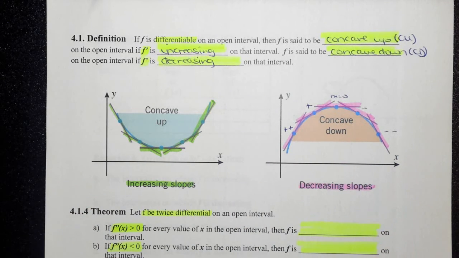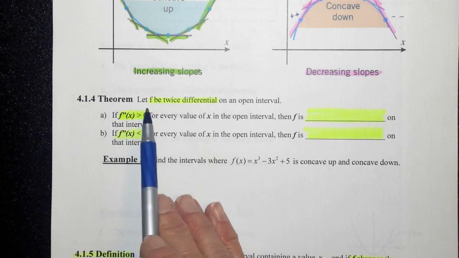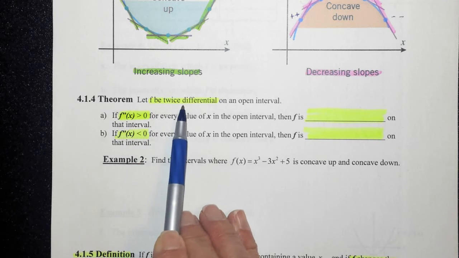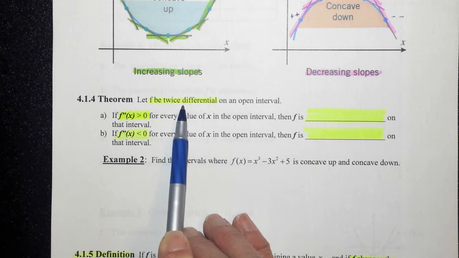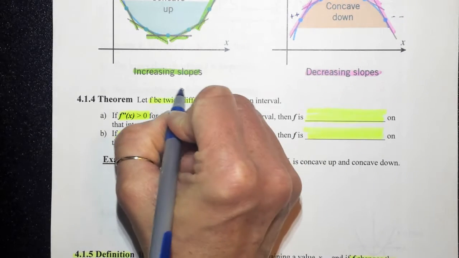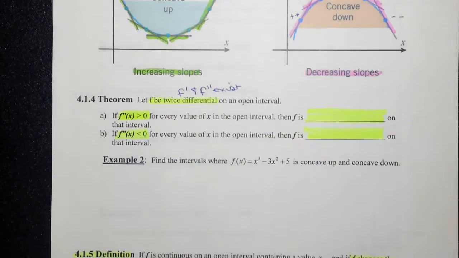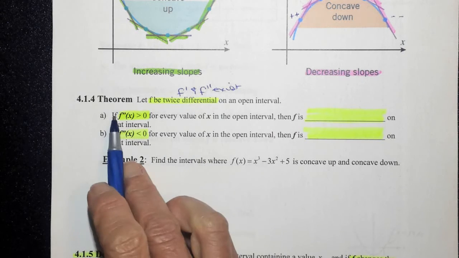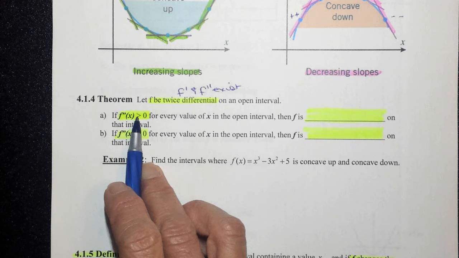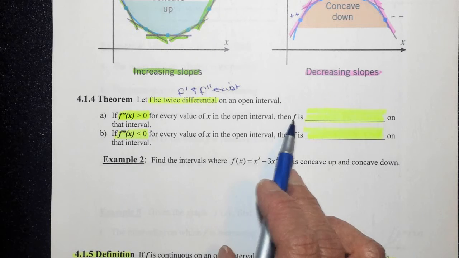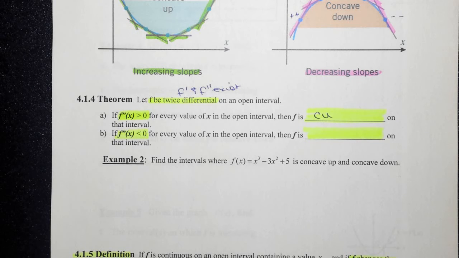Okay? All right, so with that said, there's another way that we can determine concavity. Here it says let f, meaning our function, be twice differentiable. Now, it doesn't mean that when you are given that statement that you have the second derivative. It means that the first derivative and the second derivative exist, meaning they can be found on an open interval. So they're saying here, if the second derivative is greater than 0, meaning a positive value, then the function itself is considered concave up on that interval.